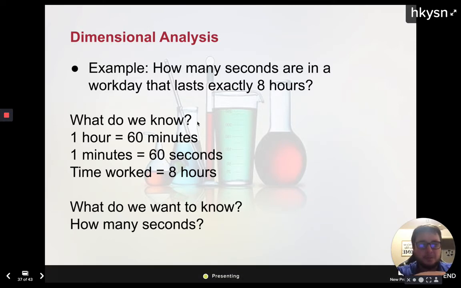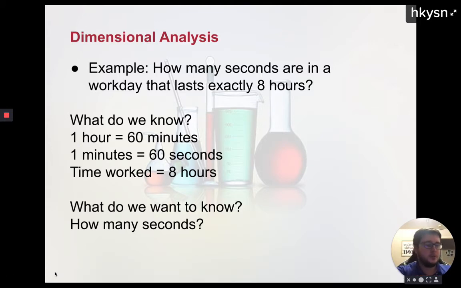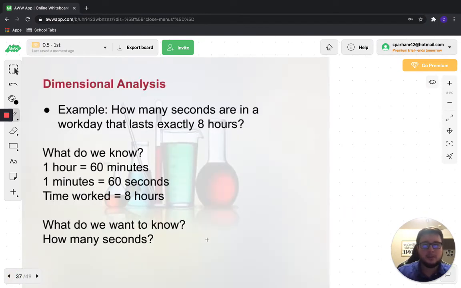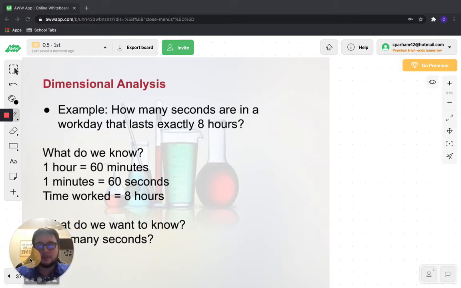So what do we know? Well, we know that 1 hour is 60 minutes. And we know that 1 minute is 60 seconds, right? And then we know that I worked for 8 hours. And what do we want to know? We want to know how many seconds. So, okay, there's the answer. But before I just show you the answer and move on, I want to show you what this will look like worked out. So I'm going to go to the whiteboard. This is slide number 37. Okay, so let's go to 37 here. And let me move my face back over here.